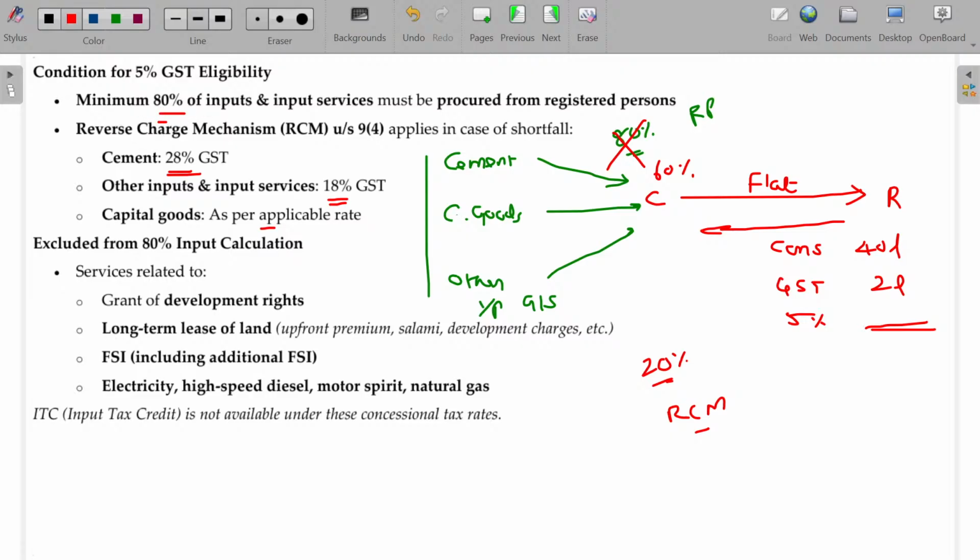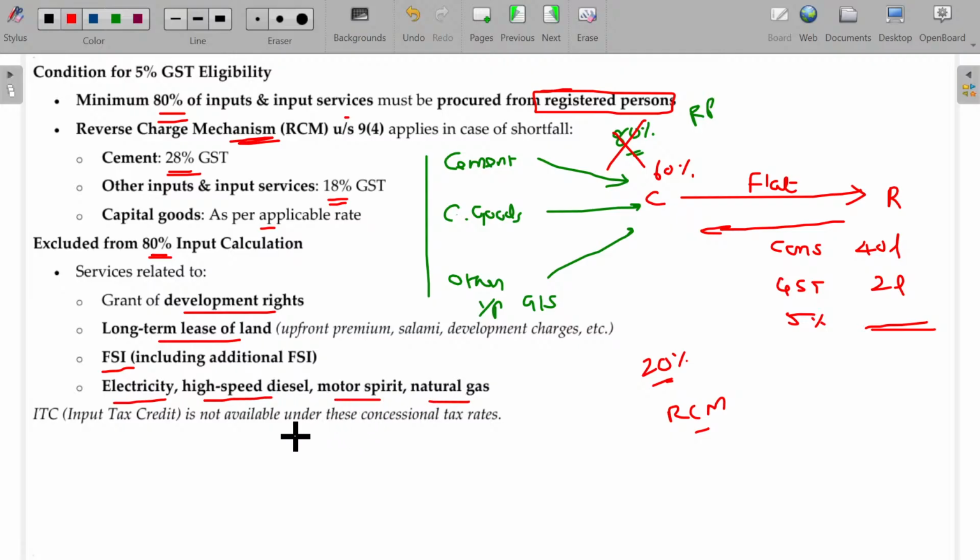So minimum 80% of the input or input services must be procured from a registered person. If you are procuring it from a registered person, you may pay the GST under forward charge, no problem. If it is not so, RCM basis will be applicable if there is a shortage. And this 80% should not consist of what? Development rights, long-term lease of land, FSI and electricity, high speed diesel and motor spirit and natural gas.